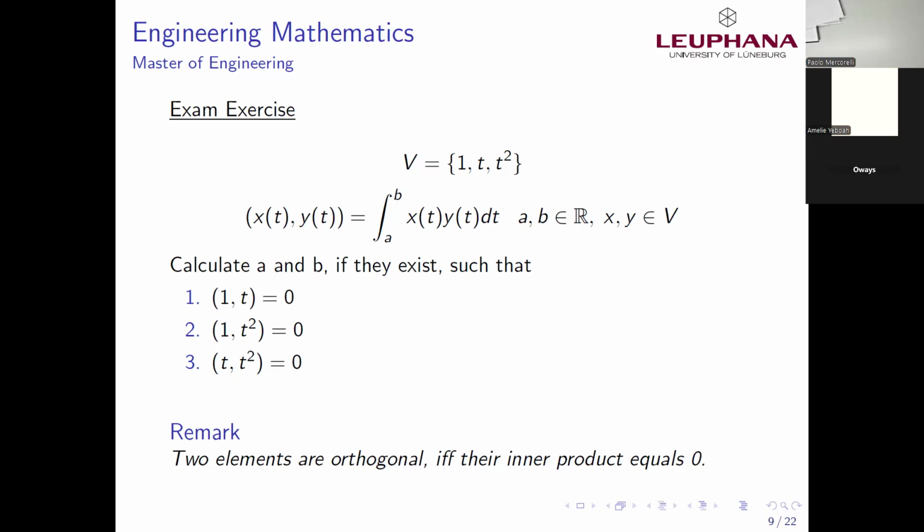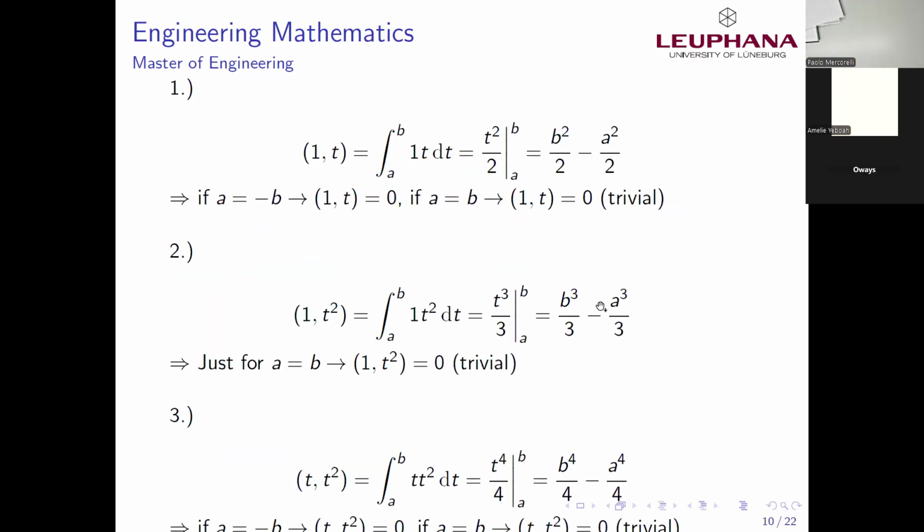The question is now to calculate A and B such that function 1 scalar t equals 0, function 1 scalar t squared equals 0, function t scalar t squared equals 0. Using different A and B, I can obtain some orthogonality if I need. Okay, let me show you the results. One scalar t, in accordance with the definition, is the integral from A to B of 1 multiplied by t dt. The integral of t is t squared divided by 2, calculated between A and B, which is equal to b squared divided by 2 minus a squared divided by 2.